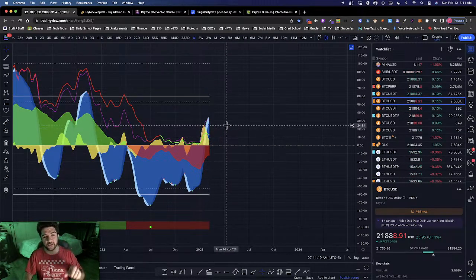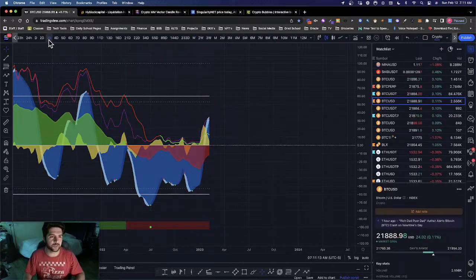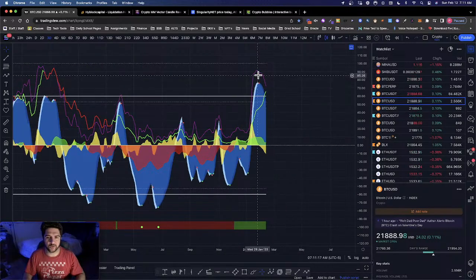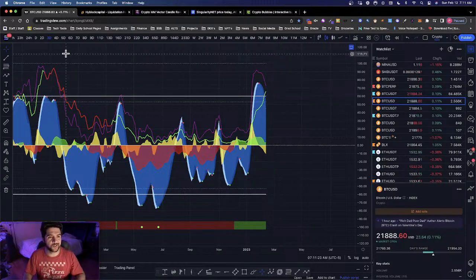Now, on Bitcoin, though, something really interesting is the 3-day. Your RSIs are about to meet on your 3-day. This next week is going to be really fun to watch.